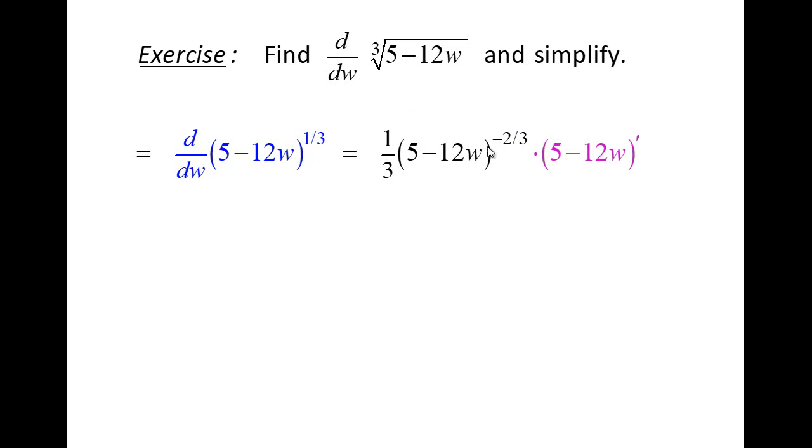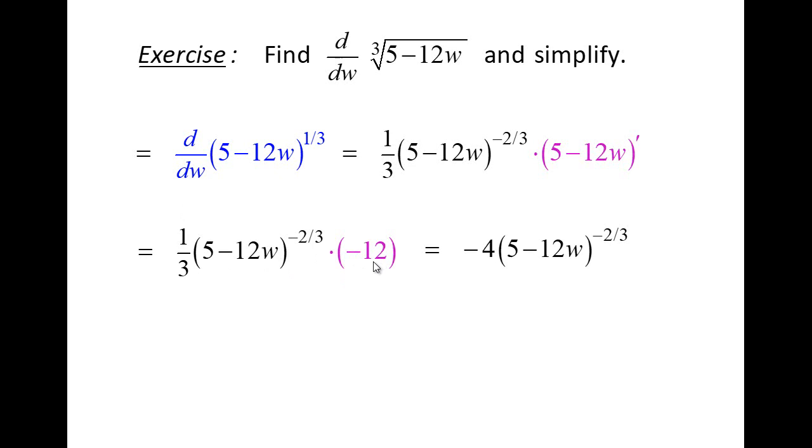But this is not just w, this is 5 minus 12w, so we multiply by the derivative of 5 minus 12w, and then what we get is 1/3 (5 minus 12w) to the negative 2/3 multiplied by negative 12. And 1/3 and negative 12 reduces to a negative 4. So we get negative 4 times (5 minus 12w) to the negative 2/3.